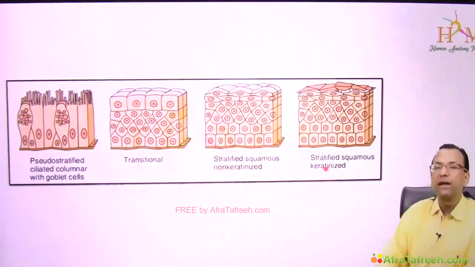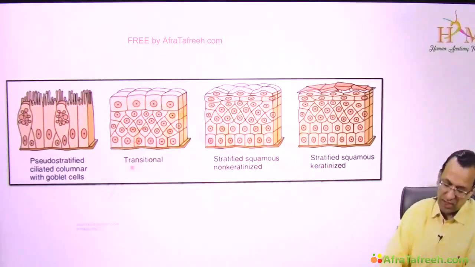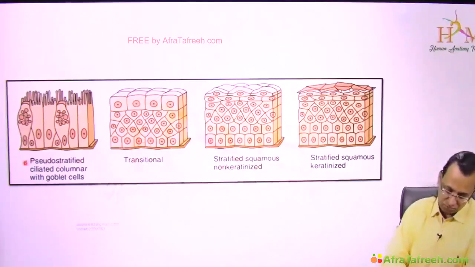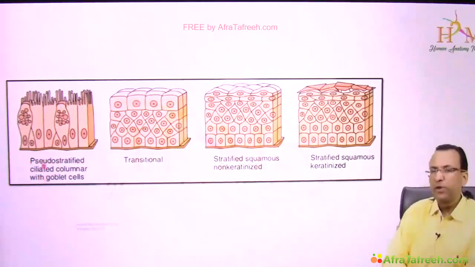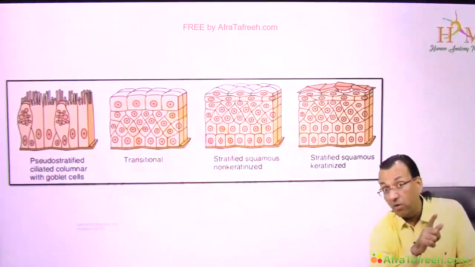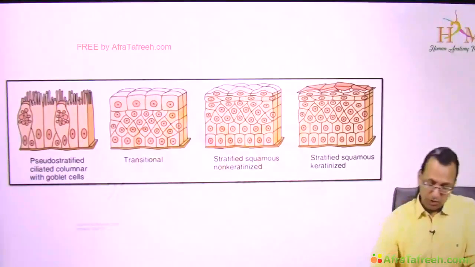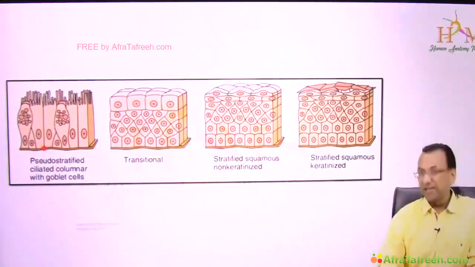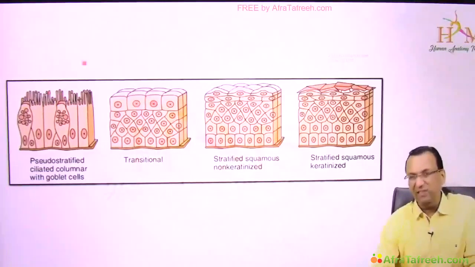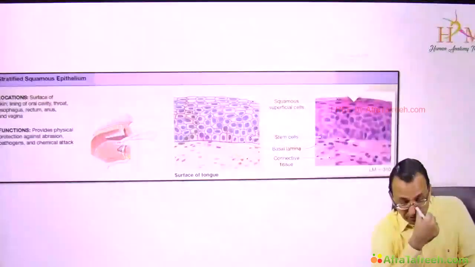On the other hand, we have to consider transitional epithelium in the renal tract, the urothelium, and pseudo-stratified ciliated columnar with goblet cells in the respiratory tract. So this is under stratified epithelium, though they are not pure. See, I told you, pseudo-stratified is not exactly stratified, and transitional is not exactly stratified because each cell is touching the basement membrane. They cannot qualify as stratified as such. They are different.